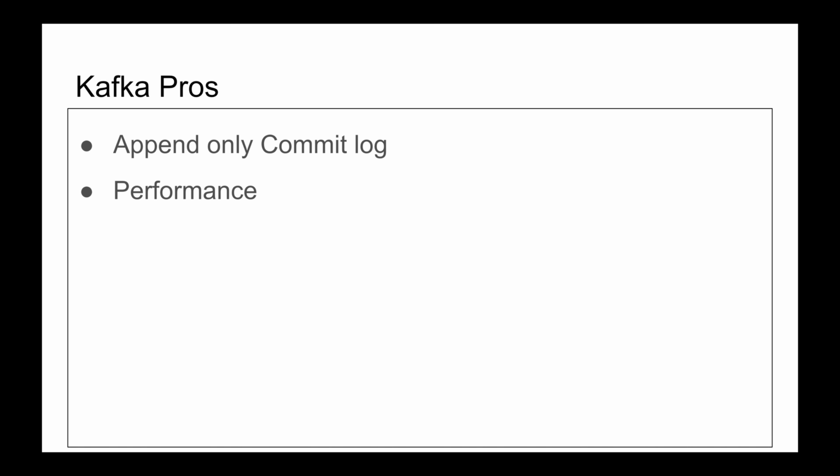The disadvantage of this is you cannot do a select star from topic where ID equals this. I mean, maybe the new SQL for Kafka, whatever they call it, has this. I think it's called Kafka SQL. It may have this ability, but at the heart of it, it's an append-only commit log, right? Append-only commit log. So that's how it's very fast.